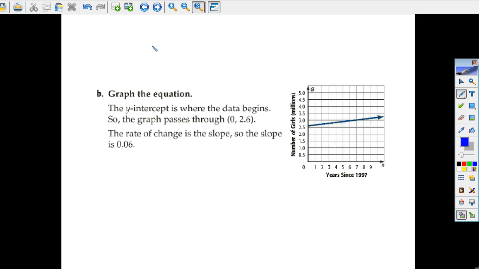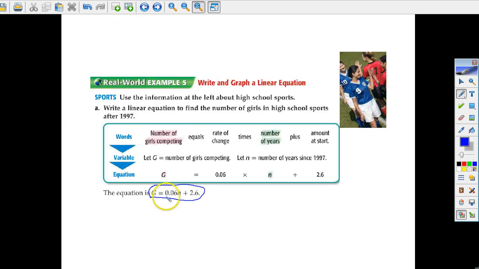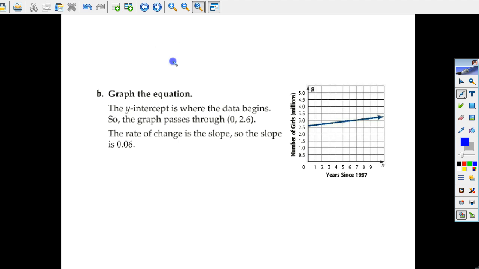Now, we're going to graph the equation. What we had here was G equals 0.06n plus 2.6. The y-intercept is where the data begins, so 2.6 is where they're going to start, and the graph passes through there. The rate of change is the slope. The slope is 0.06, so you're going to rise 0.06 when you go over 1. Every time, it rises 0.06.